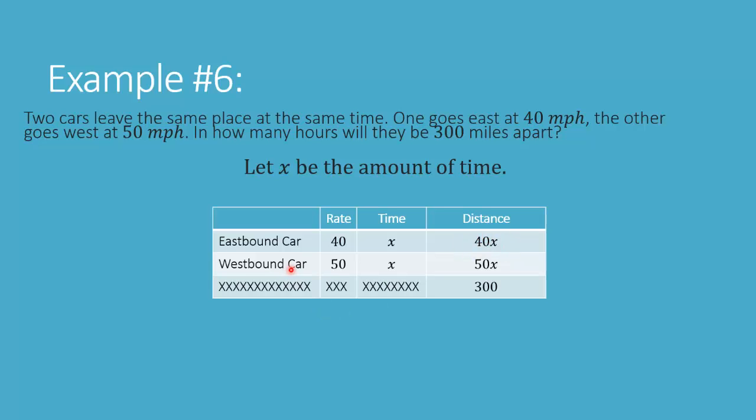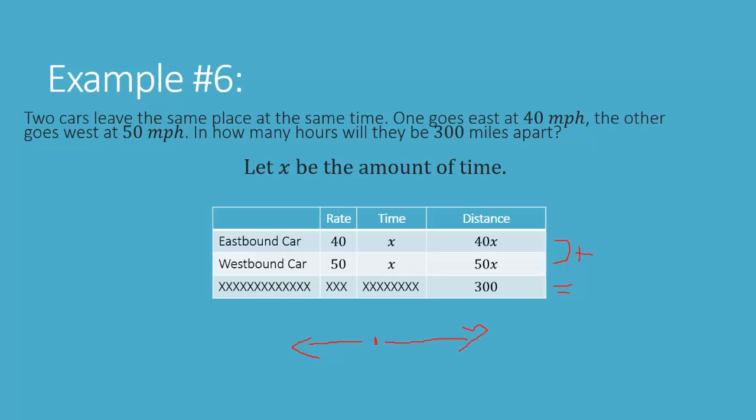The westbound car was going 50 miles per hour for the same amount of time. So that means the distance it traveled is 50x. And again, we need to take these two and add them together because we know that the total distance is 300. And the only reason we know we're adding them together is because one car is going west from this center point. The other is going east.